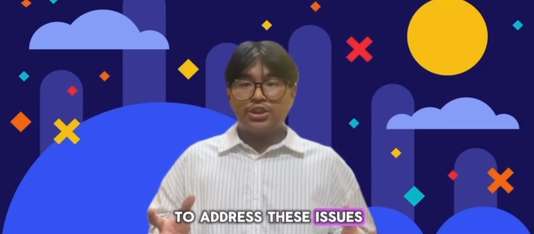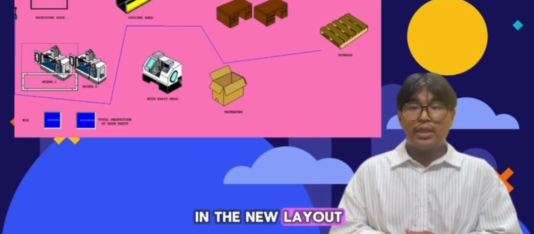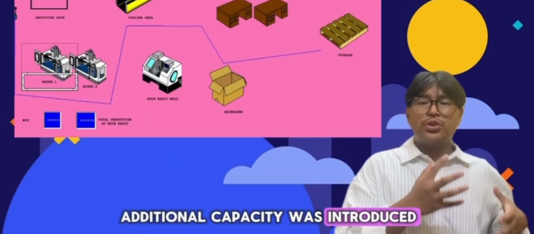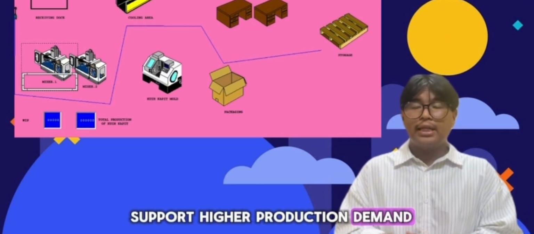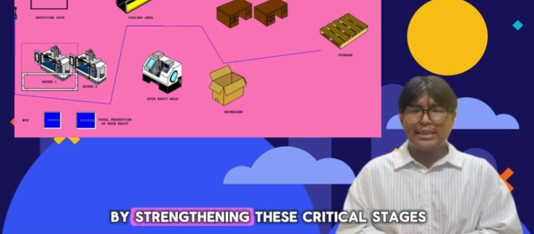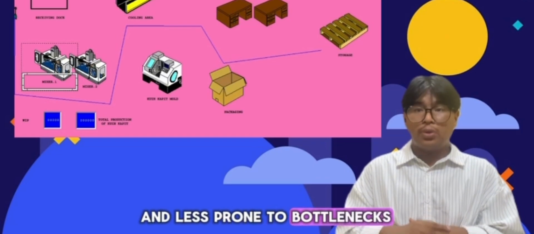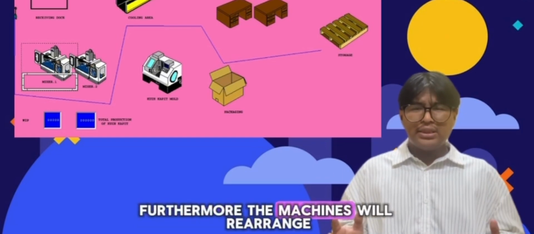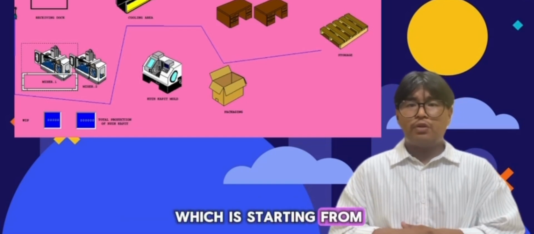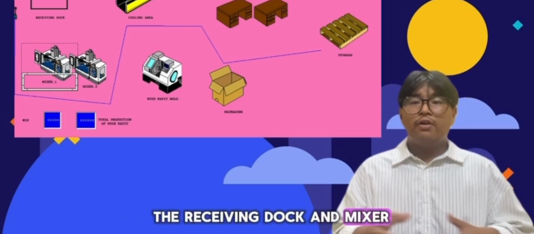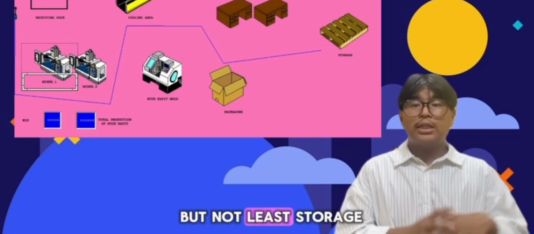To address these issues, an improved manufacturing layout was proposed. In the new layout, additional capacity was introduced in the mixer and filling area to support higher production demand and reduce waiting time. By strengthening these critical stages, the system became more balanced and less prone to bottlenecks. Furthermore, the machines were rearranged according to logical production sequence, starting from the receiving dock and mixer, followed by molding, filling, cooling, packaging, and last but not least, storage.